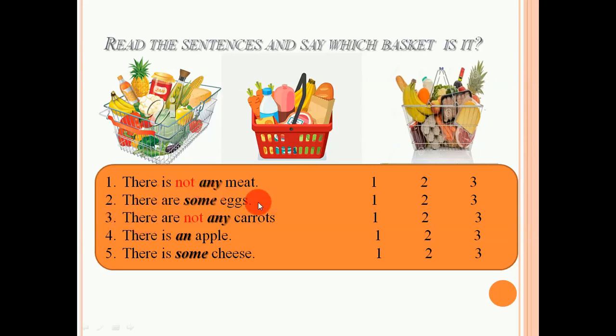There are some eggs. We said before that we use some with uncountable nouns, but here eggs is countable. Is it plural or singular? It is plural. So we also use some with countable nouns, provided they are in the plural form. We saw before that we use a/an with countable nouns in the singular form, and some with uncountable nouns.